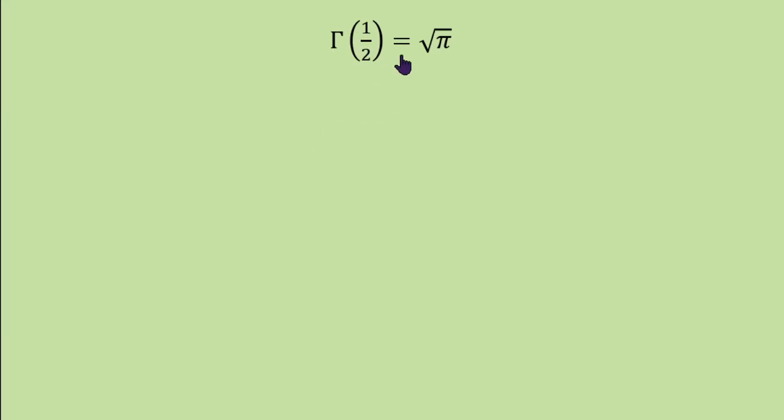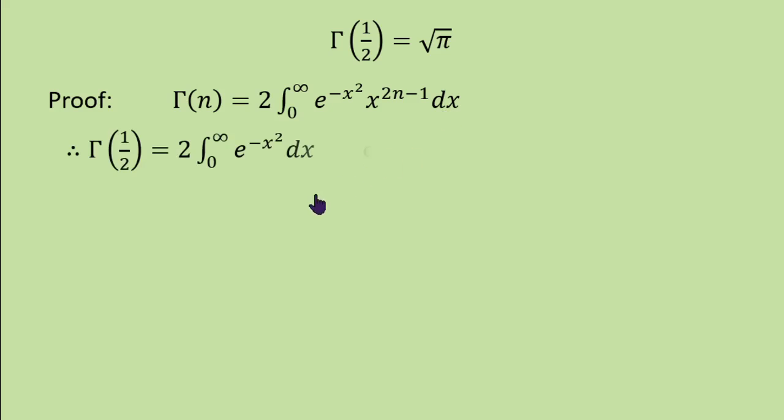Prove that gamma half is root pi. To prove this one, use the second formula of gamma function. That is, gamma n is 2 times of integral 0 to infinity e power minus x square x power 2n minus 1 dx. Now substitute n is half. N is half means 2 into half is 1, 1 minus 1 is 0, x power 0 is 1. Therefore, gamma half is 2 times of integral 0 to infinity e power minus x square dx.